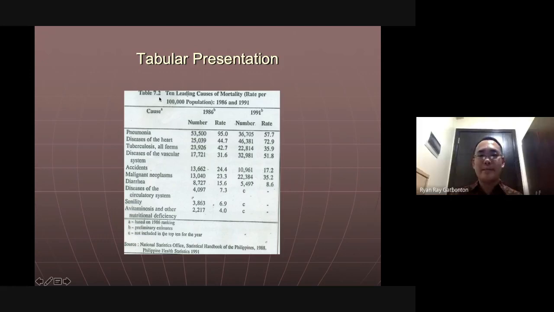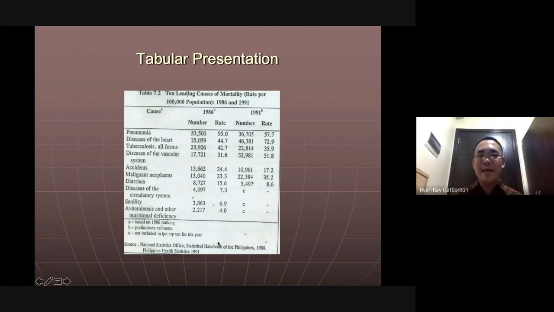Now, your table should also contain column headings. Your table should also contain row headings. This is the row heading. And this one's the row heading. This is the column heading. Your table should also contain legends.